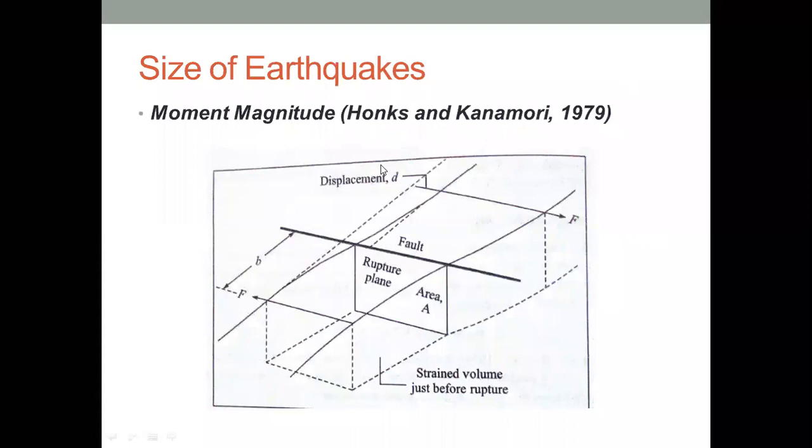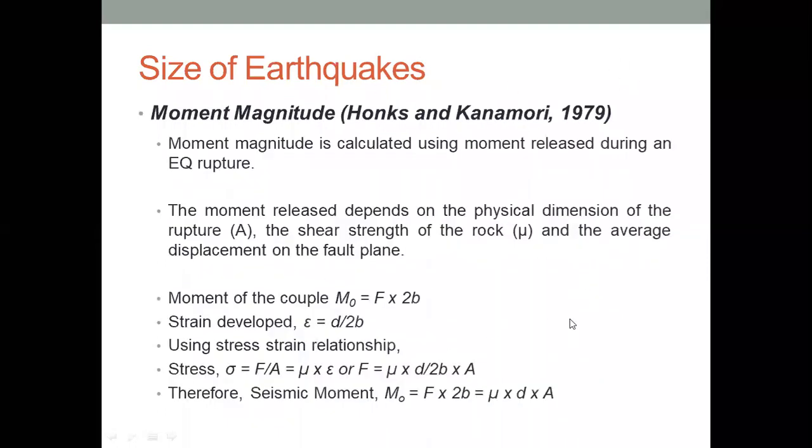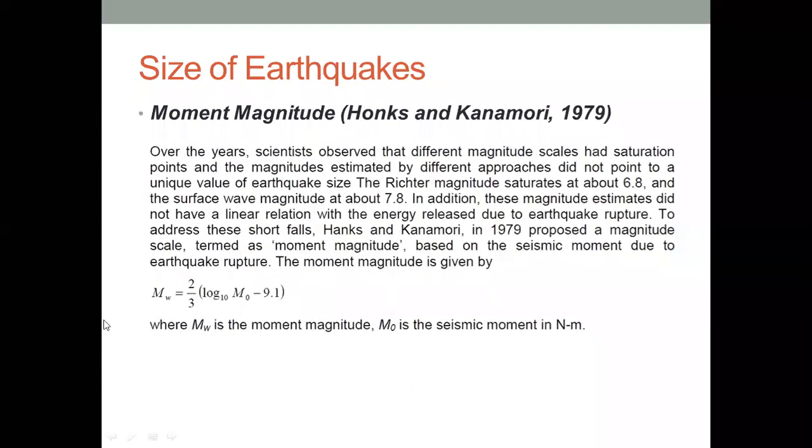So another one, moment magnitude. This moment magnitude is based on the amount of rupture developed during the earthquake. So based on that only we can calculate this moment magnitude. The formula is this one, Mw is equal to 2/3 of log 10 M0 minus 9.1, where M0 is nothing but seismic moment.